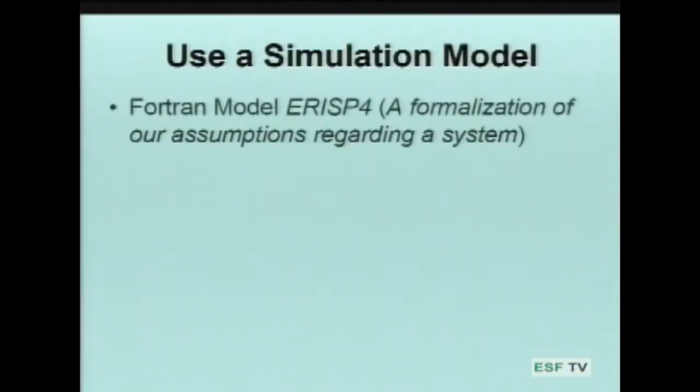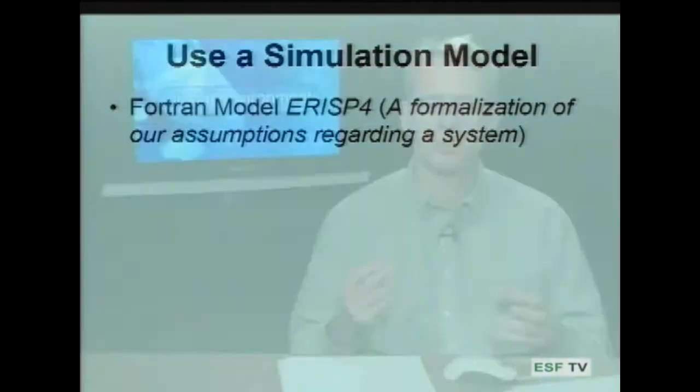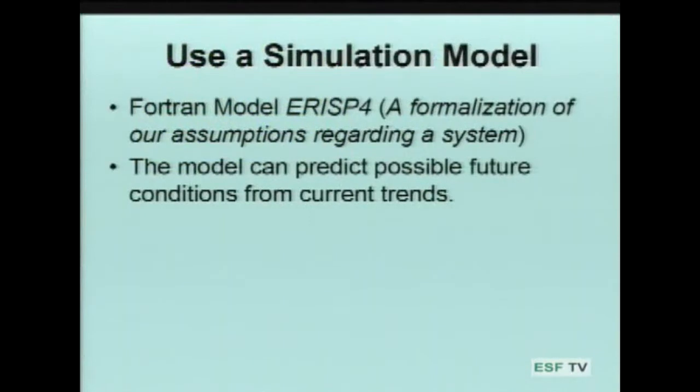And what is a model? A model is a formalization of our assumptions regarding a system. And if you think about what does it mean to formalize something, it's make it explicit. When we build these models, our assumptions become explicit. Now, why is that important? Because once we make them explicit, we can test them. So we're doing real science. Now, models are important because you can predict future outcomes from current trends or past trends. So again, the important part of science.